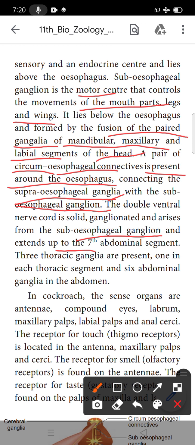So where is this part located? It is located up to the seventh abdominal segment. Three thoracic ganglia are present. The thoracic region is the chest region. Three thoracic ganglia are present, one in each thoracic segment, and six abdominal ganglia in the abdomen. So how many are present in the abdomen? Six abdominal ganglia are present.